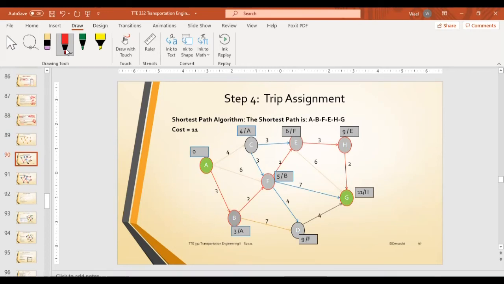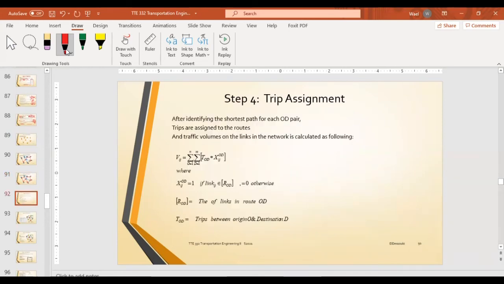So what we do, we calculate the shortest path, and we generate what we call the shortest path tree, which is basically, for each origin, we build a shortest path tree, the shortest distance to all destinations in the network, like this one. So this is basically the shortest path tree for A, and these are the shortest routes to all destinations in the network. Then after that, we start assigning traffic.